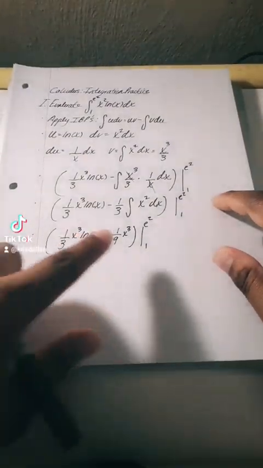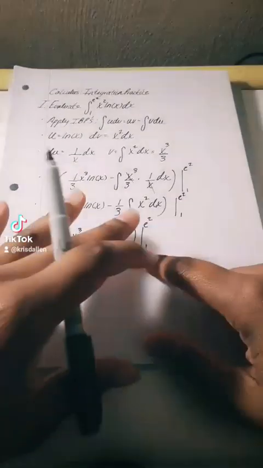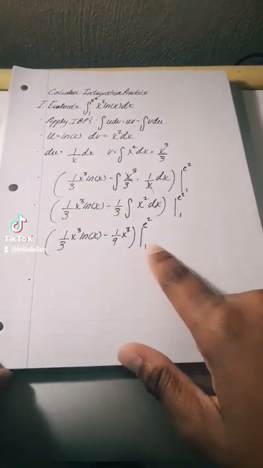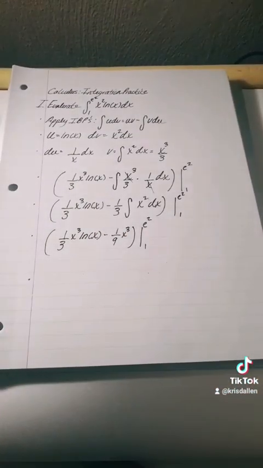Now the limits of integration are from 1 to e squared. Part 2 of the fundamental theorem of calculus tells us that the upper limit gets subbed in first, and we'll subtract that away from what we get when we plug in the lower one.